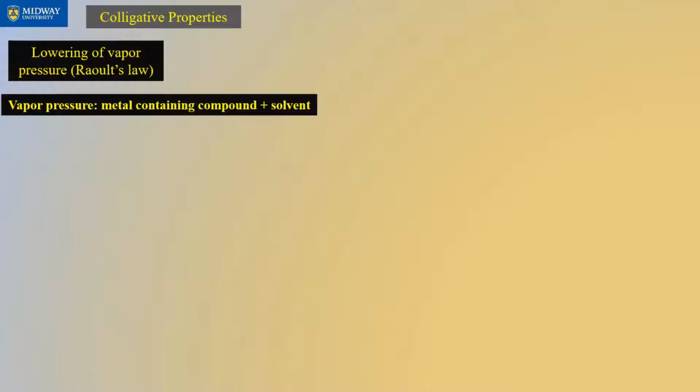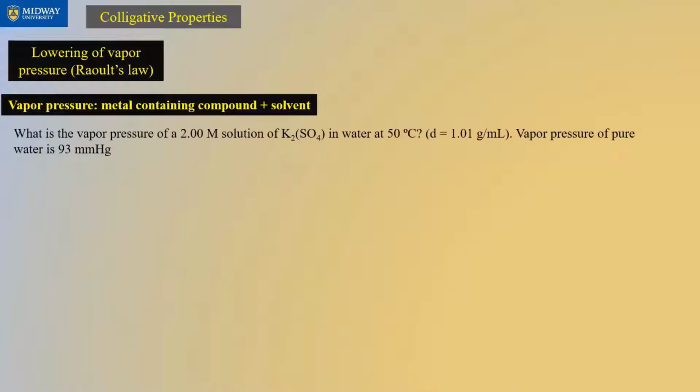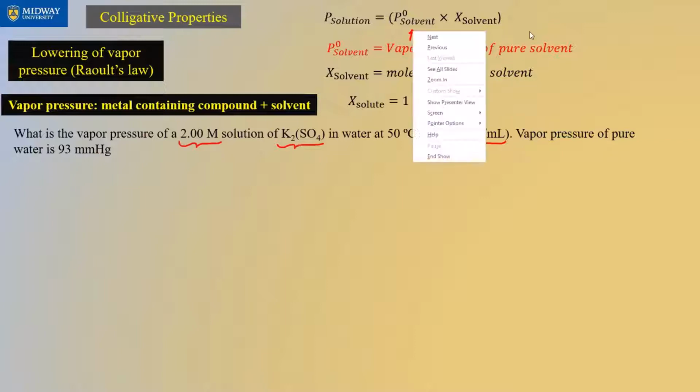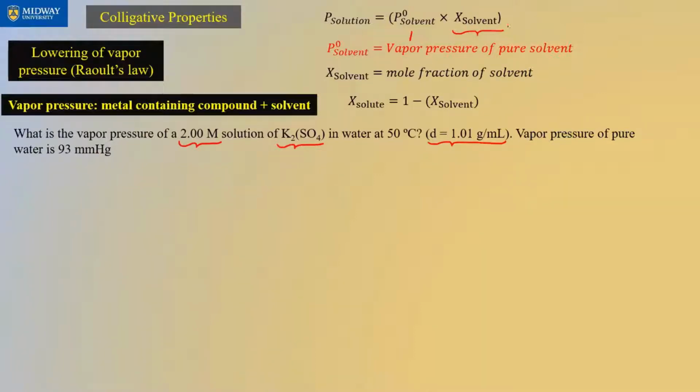So let's proceed. I'm going to put all the equations up here. We have: what is the vapor pressure of a 2 molar solution of K2SO4 in water? Density is given. It's not something we've ever done. Vapor pressure of pure water is given. So in this Raoult's-law equation, this is already given to you. 99.9% of the problem involves solving this, and that would probably drive you crazy.